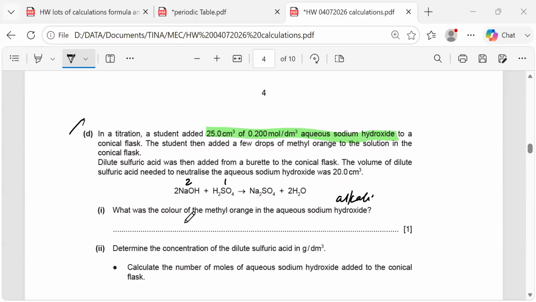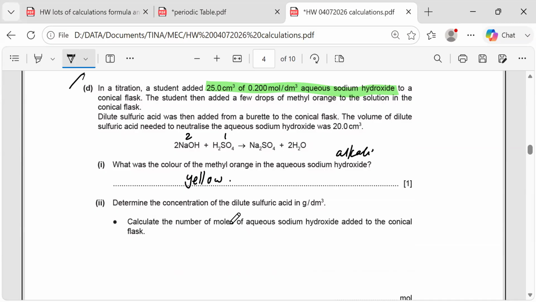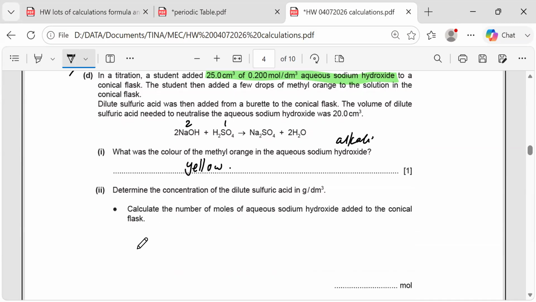Okay, the color in alkali is yellow. You're going to learn this in another 2 more chapters, if we ever get there. We have been stuck here. I don't know why. Every year we come to this question, everyone goes mad.